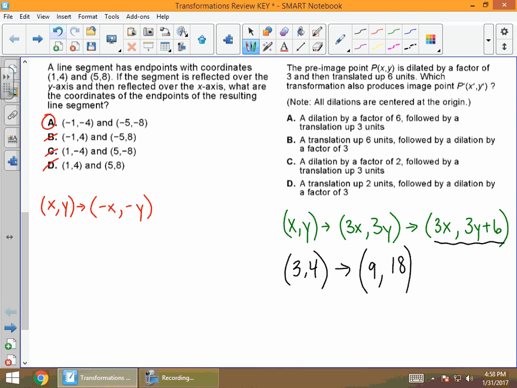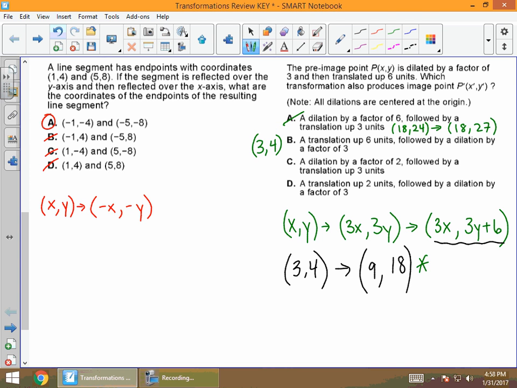So I'm just going to go through A, B, C, D, and we'll see if any of them do that. In part A, if I were to take the point 3, 4, let's see what would happen. If I dilate it by a factor of 6, that would turn 3, 4 into 18, 24. And then translate it up 3 units, that would become 18 and 27, which is not what I'm looking for. I'm looking for 9, 18. So A is not right.